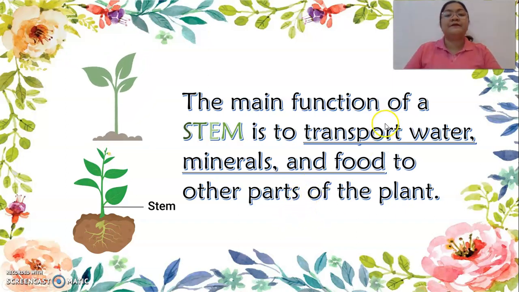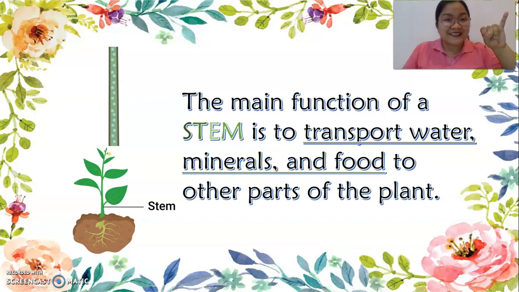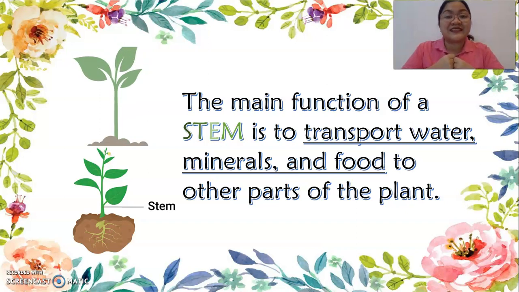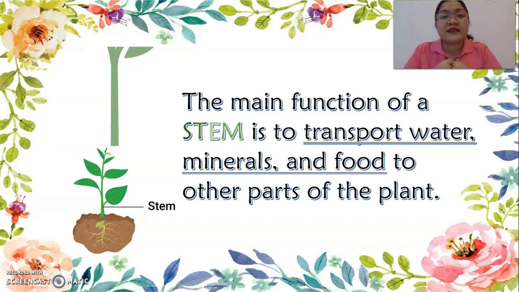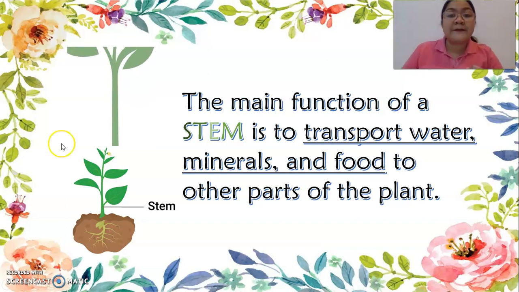Okay, very good. Again, number one, we have roots. Roots do what? Very good. They absorb water and nutrients. How about the stem? What is their function? The stem transports water, minerals, and food to other parts of the plant.